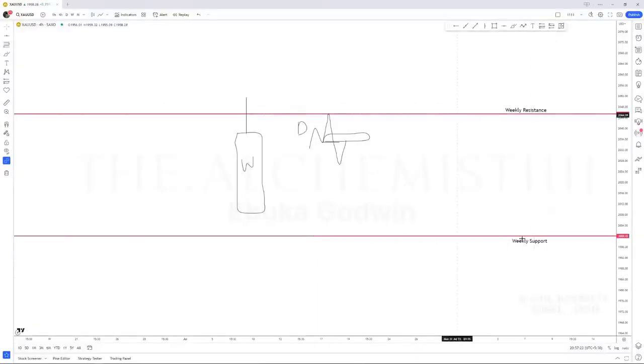So from resistance to support or support to resistance. And then how does a weekly bearish storyline end? Okay, that's another question. How does a weekly bearish storyline end? The same way it started.